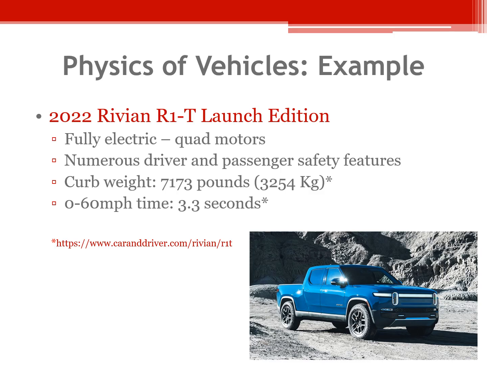Here's just one example of that underlying physics problem I was talking about before. Rivian makes electric trucks and SUVs. Back in 2022, they had an edition called the R1T Launch Edition. It's fully electric and has 4 quad motors, basically one at each wheel. It has numerous driver and passenger safety features to protect you in the event of a collision. But the problem with the Rivian and with a lot of battery-powered vehicles is that they're very heavy. The curb weight of this Rivian is 7,173 pounds, or 3,254 kilograms. It also is incredibly fast. It can go from 0 to 60 miles per hour in 3.3 seconds.